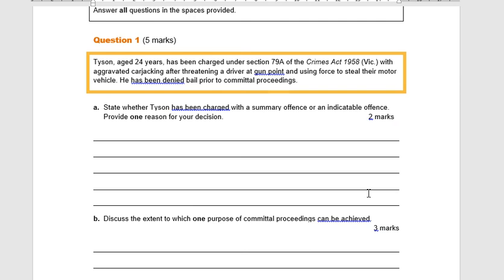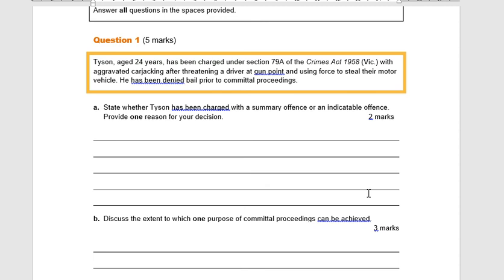Tyson, aged 24 years, has been charged under Section 79A of the Crimes Act 1958 with aggravated carjacking after threatening a driver at gunpoint and using force to steal their motor vehicle. He has been denied bail prior to committal proceedings. Okay, Tyson has been charged with a summary offence or an indictable offence?